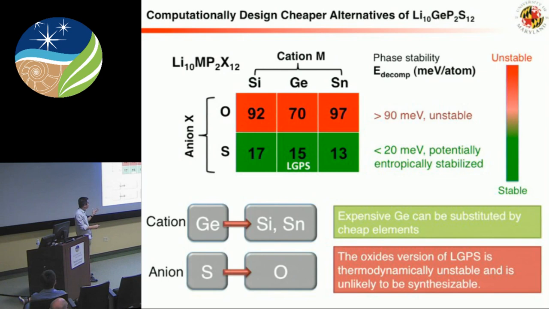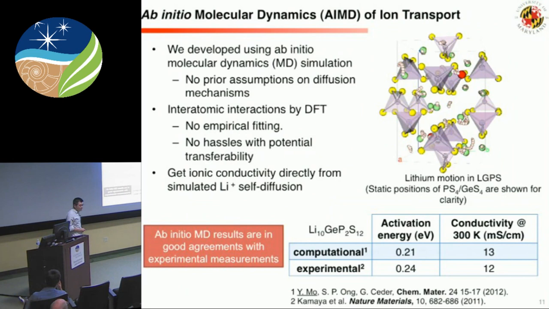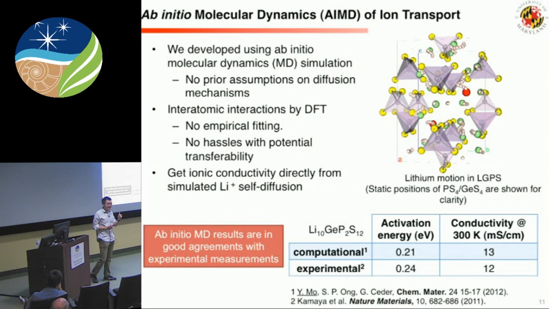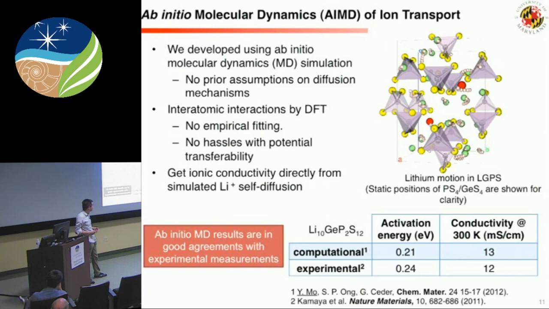But if we replace sulfur with oxygen, still in a very similar crystal structure, we find that the decomposition energy increases significantly, almost to 90 meV per atom. This is a fairly high energy, so we think this oxygen-substituted compound is likely not stable. So from this very simple calculation, we get some good news: you can likely replace germanium with silicon or tin, but for the sulfur, you're probably not going to get the oxide version of LGPS, because it's probably highly thermodynamically unstable.